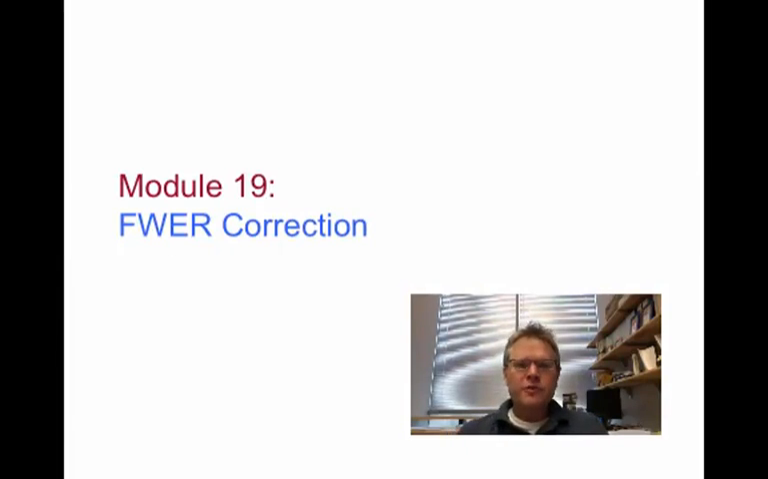Hi, in the previous module we talked about the multiple comparison problem that we're faced with when trying to threshold a statistical map. We talked about the family-wise error rate and the false detection rate. In this module we're going to go into more detail about family-wise error rate correction.